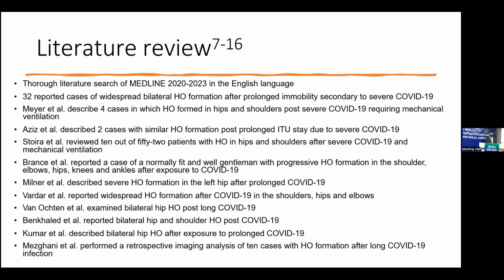Another, Brands et al., reported a case of a normally fit gentleman with progressive HO in the shoulder, elbows, hips, knees, and ankles. And there's a common trend. They all seem to be bilateral.